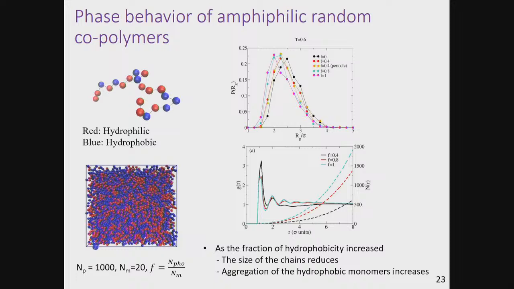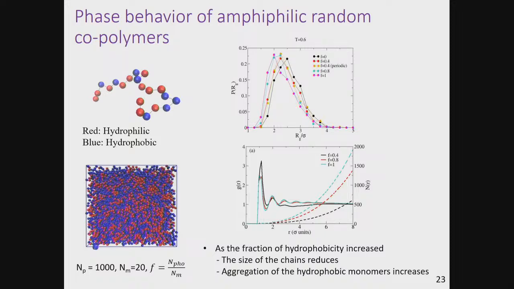So we have a system of 1,000 polymer chains, each of 20 monomers, and we can tune the fraction of hydrophobic beads. As you increase these hydrophobic beads, what I'm showing you here is the distribution of the sizes of the chains, the histogram of the Rg, basically. The peak shifts to lower Rg. That means as you increase the fraction of hydrophobicity, you are forming more and more compact single chain nanoparticles.